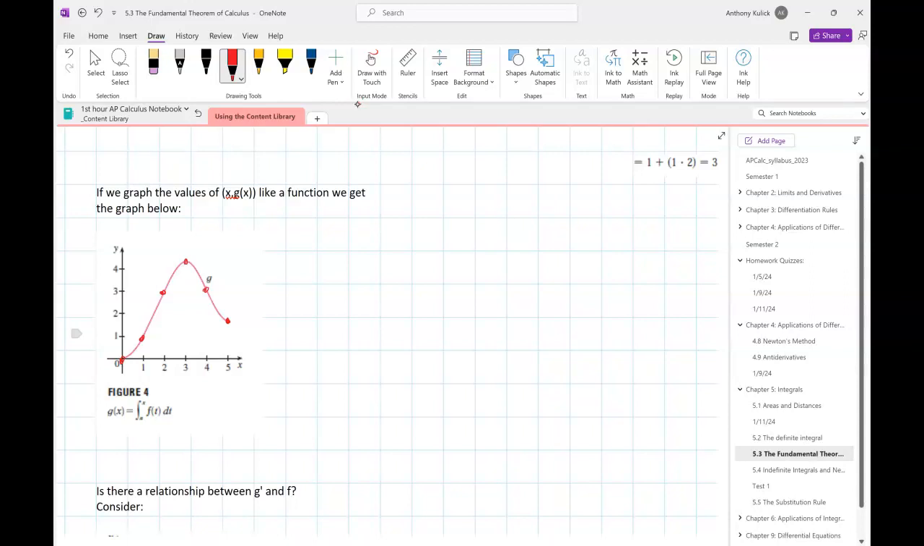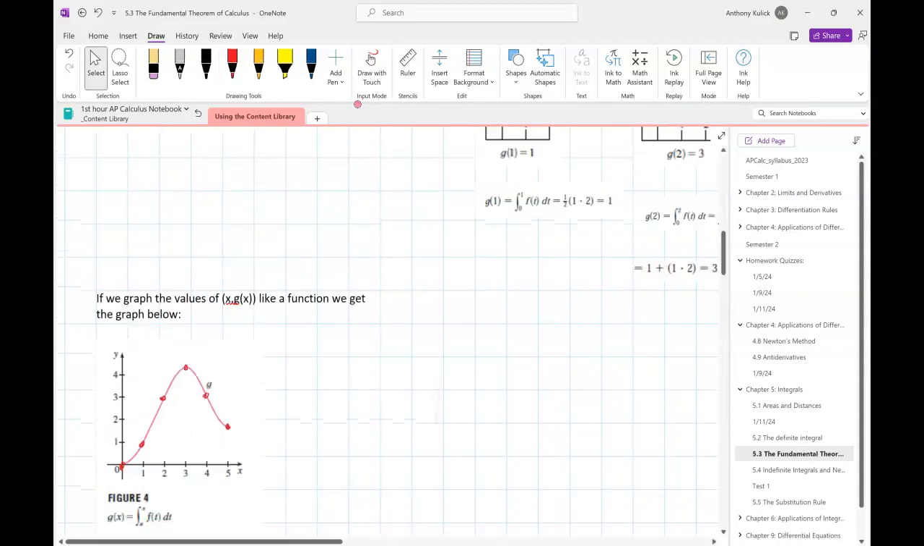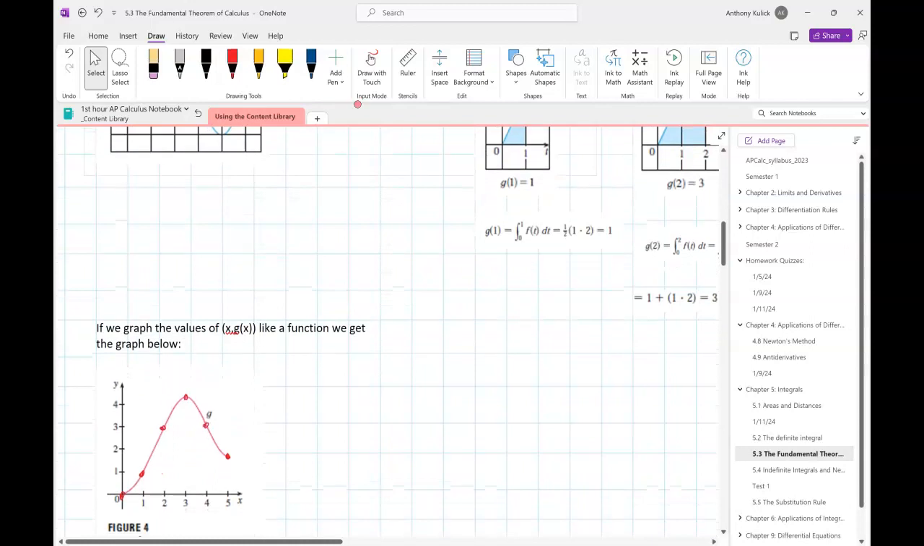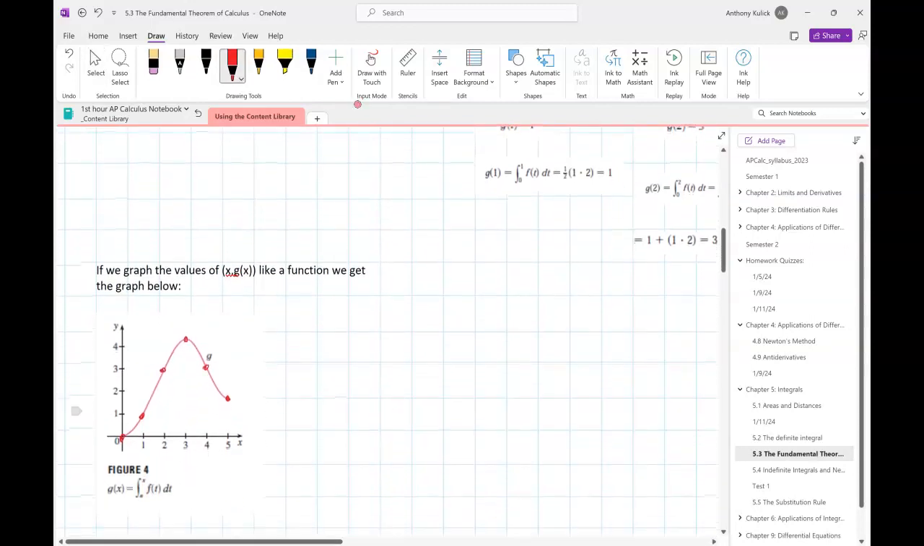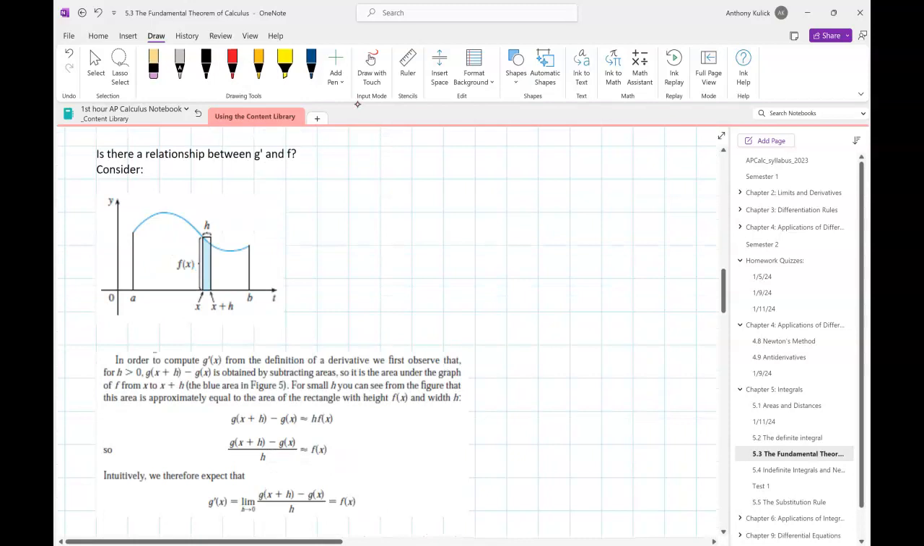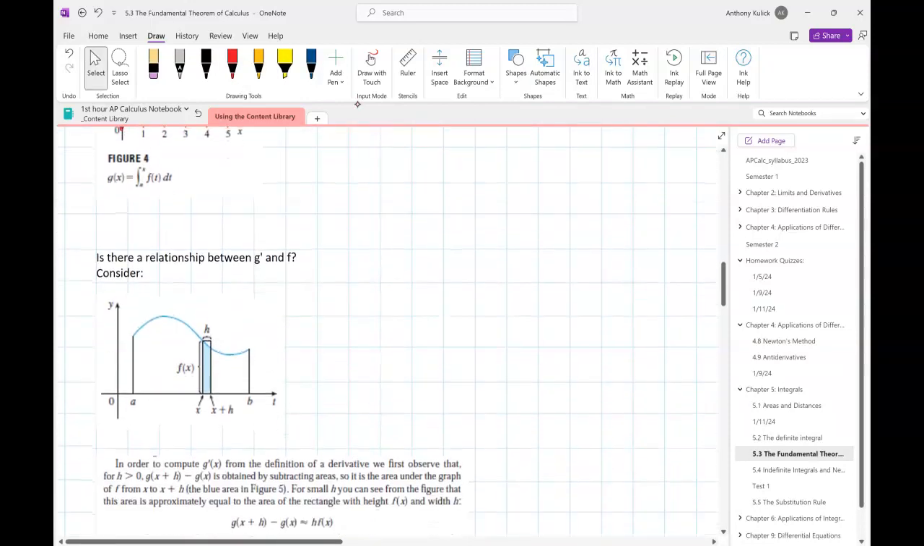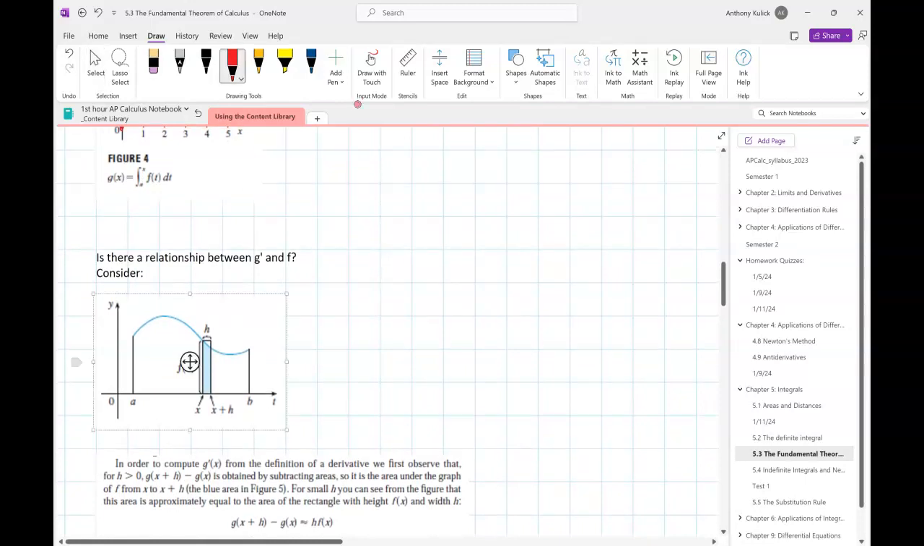So we might ask ourselves, is there a relationship between g prime and f of t that we're just doing the function of, right? So again, this is our function f of t, and this is g, so we're talking about the derivative of g, right? Well, here's our function for f, remember? Or here's a function for f, right?